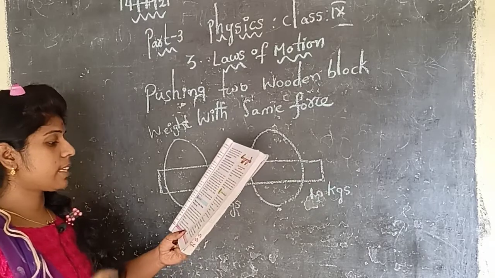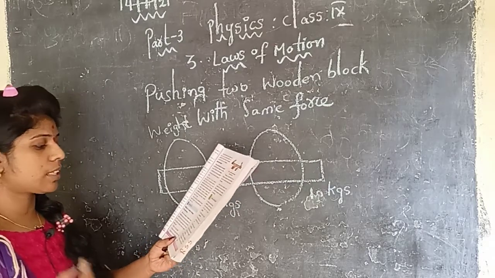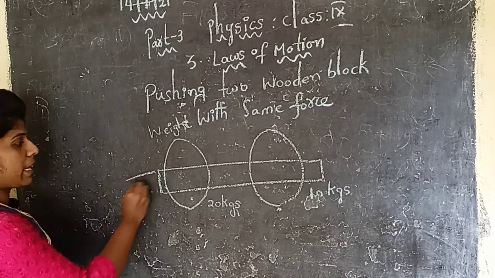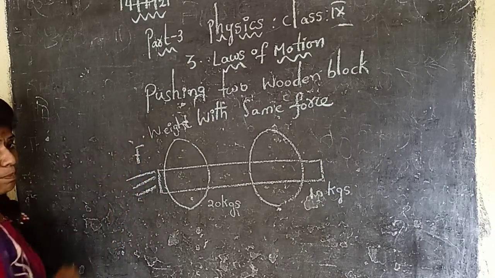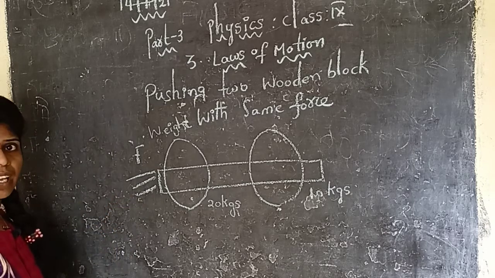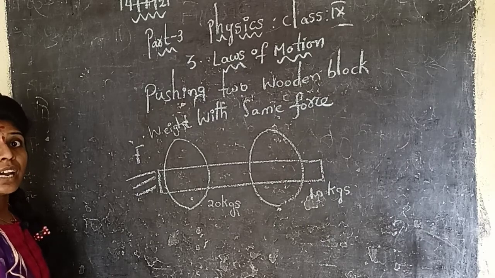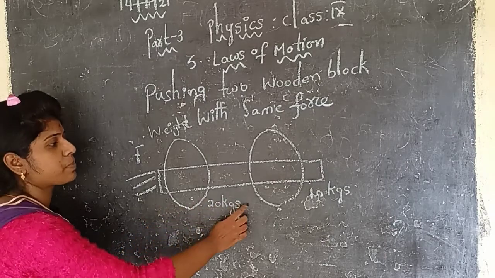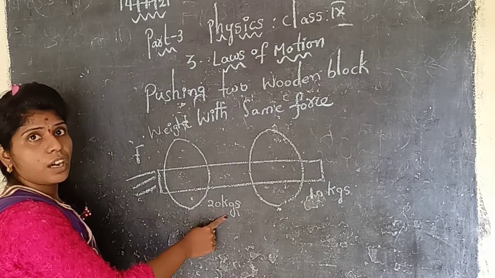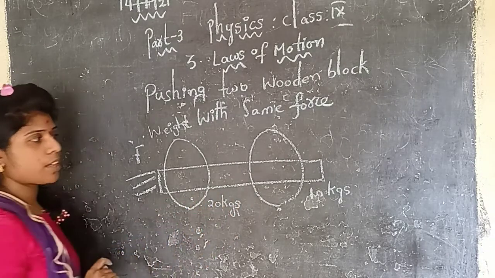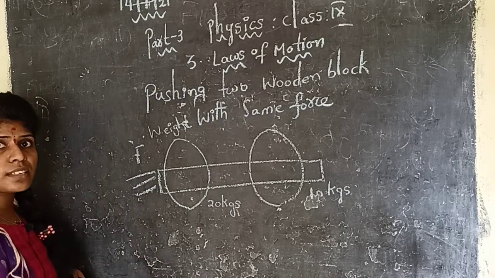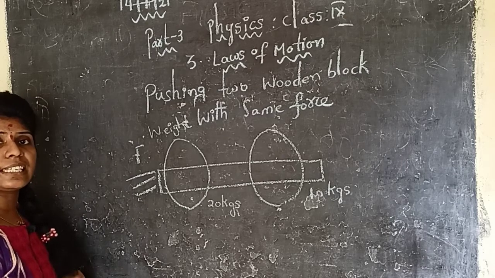Give the same push at the same time to both the blocks with the help of a wooden scale. Now try to apply some amount of force with the help of the wooden scale. Now observe the movement, or the position, of the wooden blocks, whether it has changed to a maximum distance or travelled the least distance.